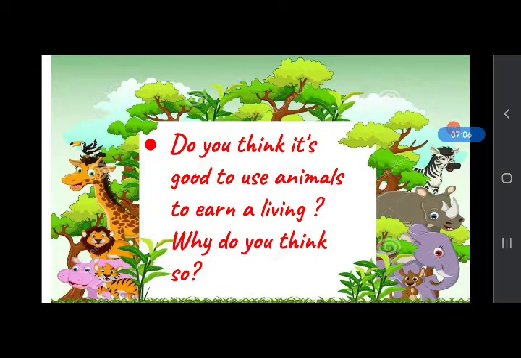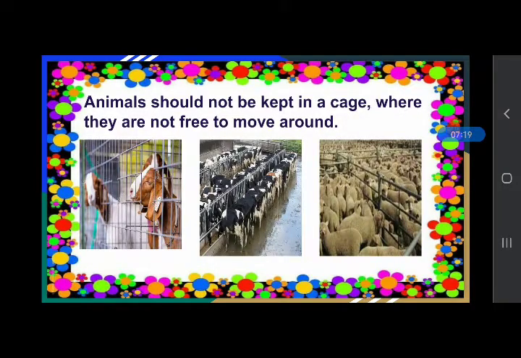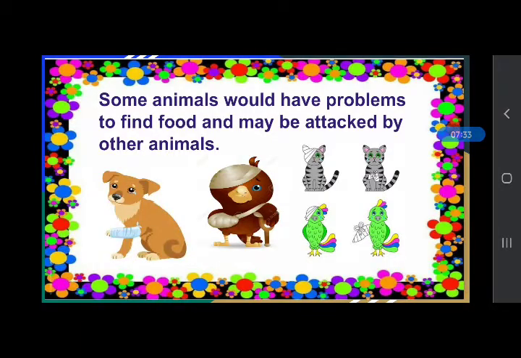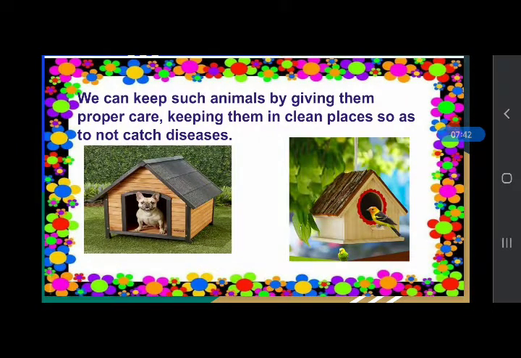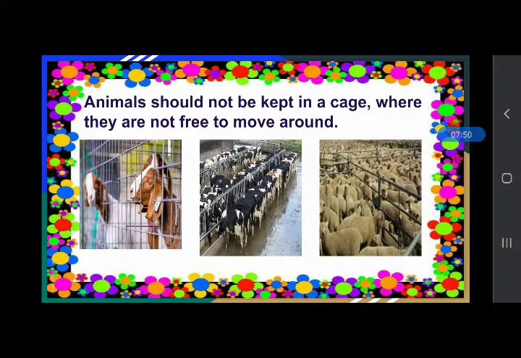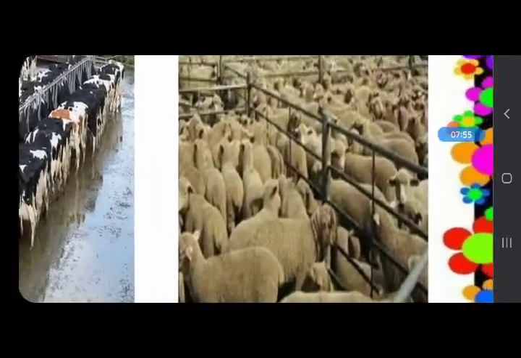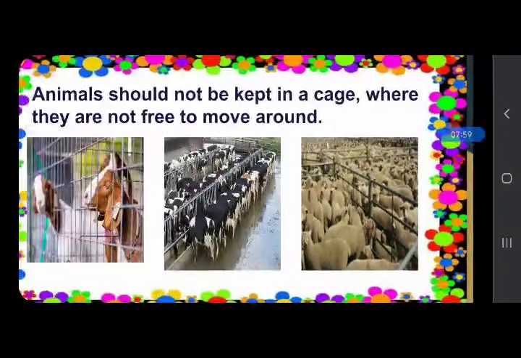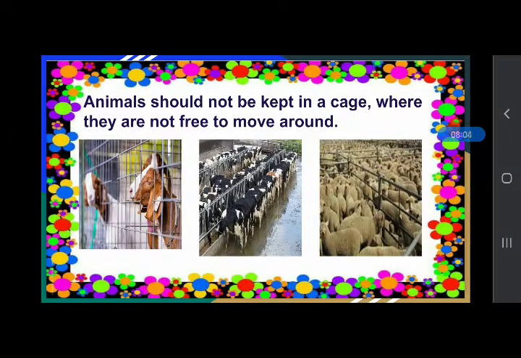Now you need to answer, do you think it's good to use animals to earn a living, and why do you think so? What do you think? Do you think it's good to use animals as we want? So animals should not be kept in places where they are not free to move around, and they would be happier if they can move around freely in the wild. But some animals would have problems to find food and may be attacked by other animals. If they are kept by us, they should be given proper care. We must also see that they are kept in clean places so as to not catch diseases. So animals should not be kept like in cages, where they are not free to move around. Animals should not be kept like this. If we are rearing them, we should give them proper care, respect and love, and proper food.